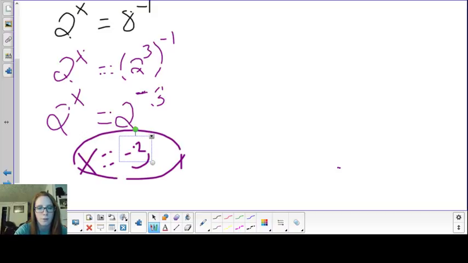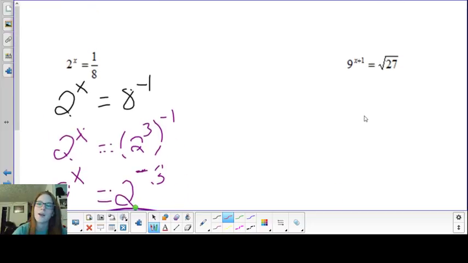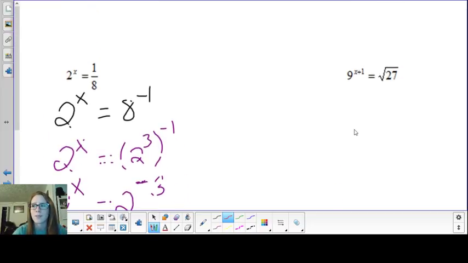All right, let's try another one. So I have 9 and 27. Well, 9 doesn't go into 27. But what number can make 9 and 27? 3. To get 9, that's 3 squared.